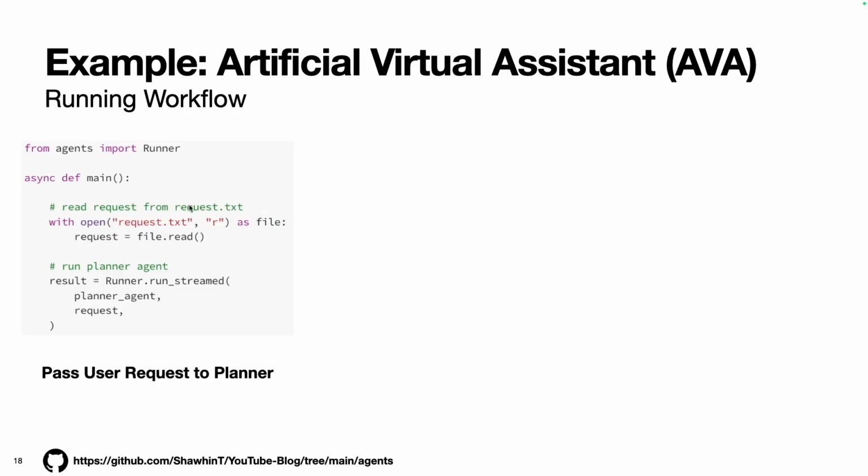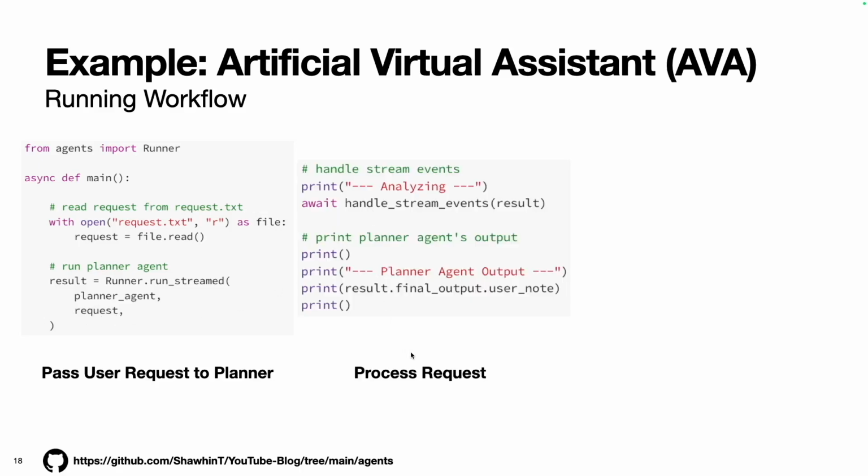But for now, I just put my request in this text file, and then I can run the planner agent using this code here. This is going to give us this result object that we can run in an asynchronous loop, which will basically allow us to stream outputs from the LLM, and we'll pass in our request to it. Next, we can process the request. I'll just print some things to the command line to let the user know what's going on.